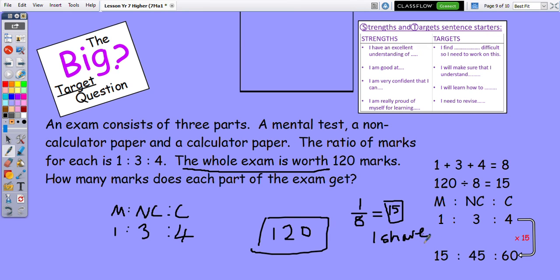This person has one share, this person has 3 shares, not person, paper. This paper has 1 share, this paper has 3 shares, and this paper has 4 shares. So in essence, I'm going to multiply my ratios by 15. So 1 times 15 is 15, 3 multiplied by 15 is 45, and 4 multiplied by 15 is 60. So you can clearly see that the calculator paper has a higher weighting than the mental test paper.